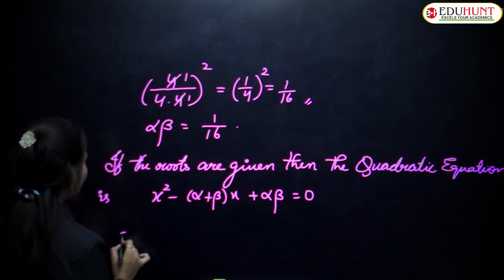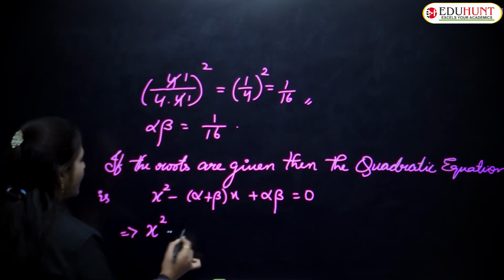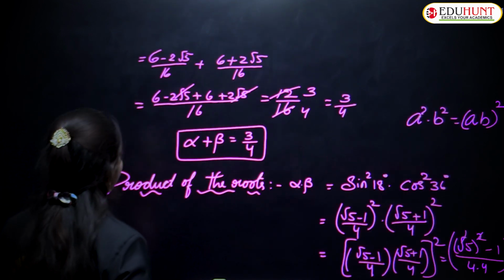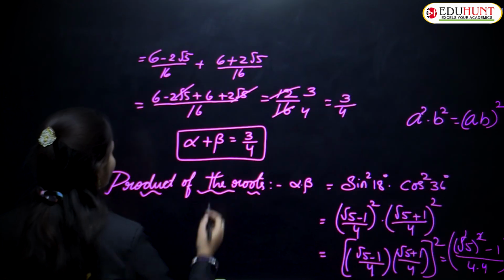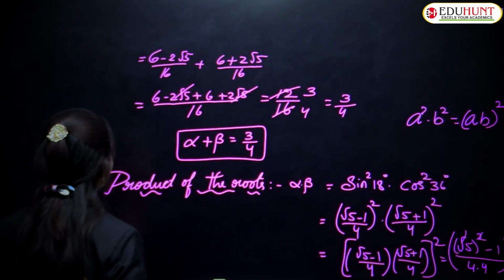Okay, now here x square minus alpha plus beta. So alpha plus beta value, how much did we get? Alpha plus beta is equal to 3 by 4.